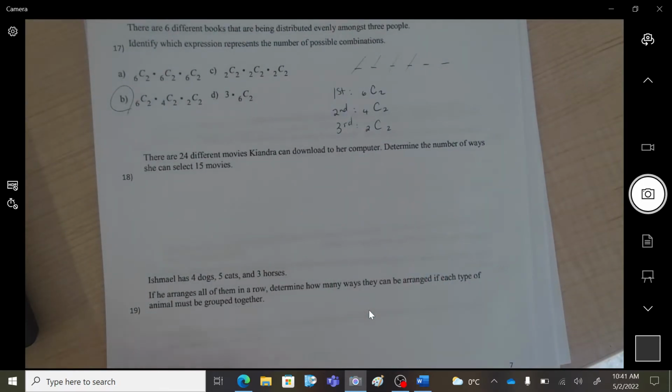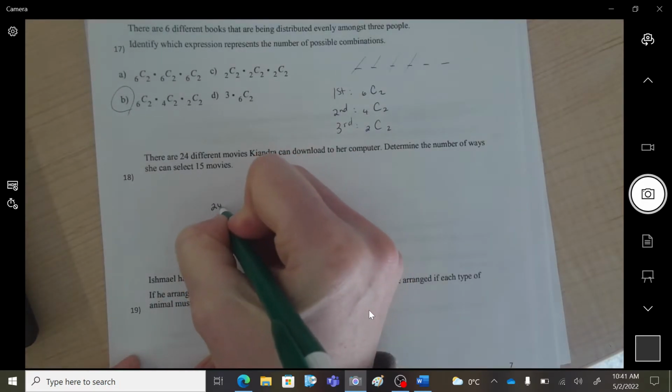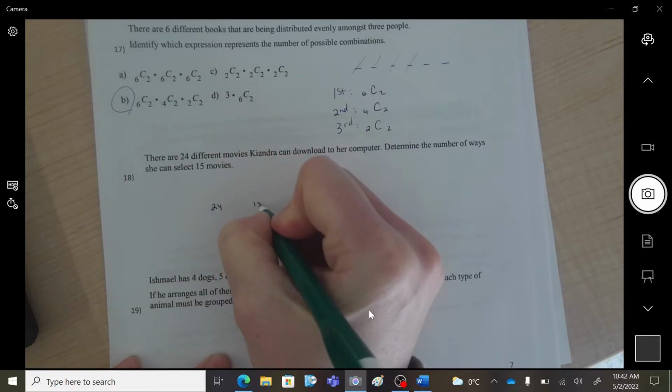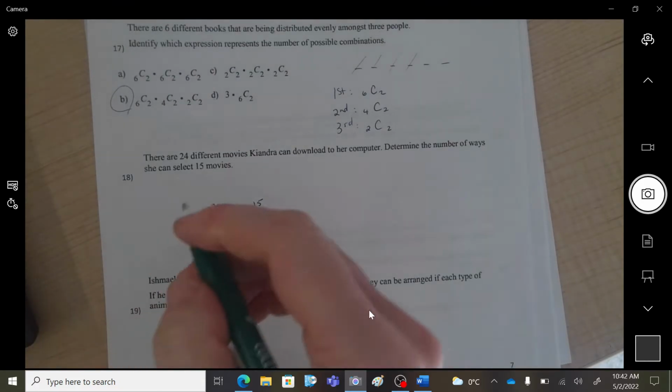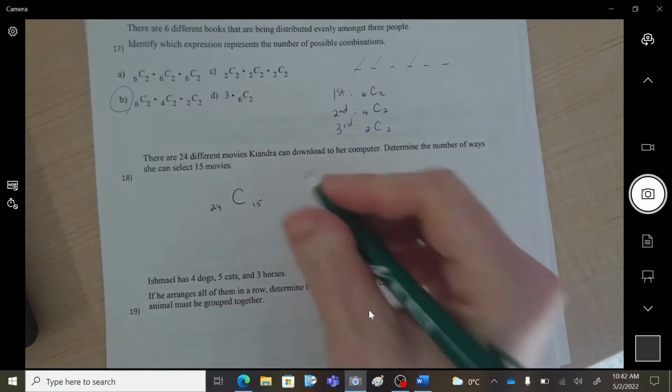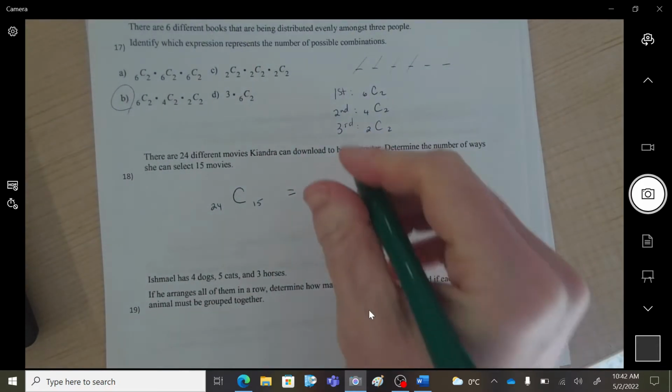There's 24 movies to download. Determine the ways that she can select 15. Okay, so those are our numbers. So are we worried about the order or not? And we're not. We're just going to be picking those songs.